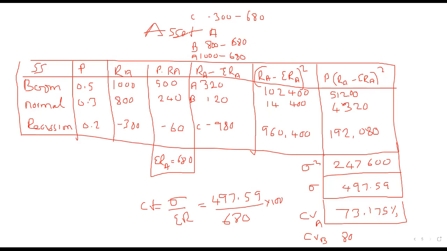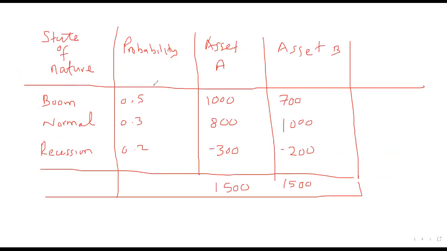So you will go and do the same question in the question bank I've given you. First, you need to finish, do asset B. When you do asset B, tell me which investment is riskier.